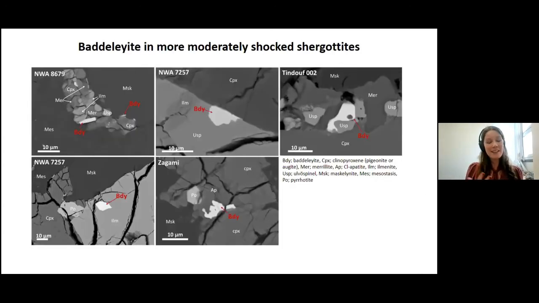So baddeleyite is pretty widespread within these lithologies. These are all enriched shergottites, and as you heard, you can find hundreds of grains per thin section within these, particularly within basaltic shergottites like 8679 and Zagami. And I think one really important point is to state that these are definitively late magmatic phases. There's no link with shock melt areas, and they're commonly associated with iron titanium oxides, phosphates, and mesostasis maskelynite.